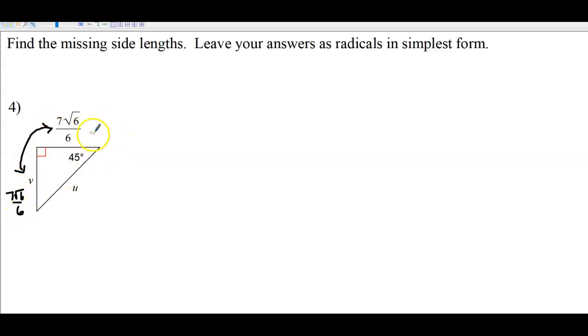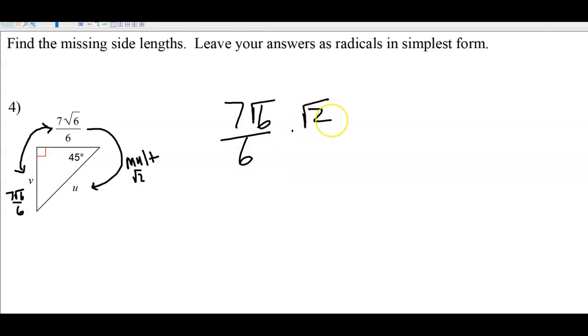Now, how do you get from a leg to a hypotenuse? Well, we said before that you get there by multiplying the leg by the square root of 2. So I've got 7 radical 6 over 6, and then we multiply that by the square root of 2. So how do we do that? Well, think of that square root of 2 as over 1. And let's just multiply straight across. I end up with 7 radical 12 over 6. Now, we're not done.